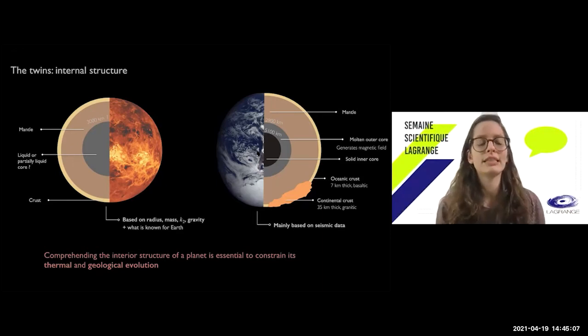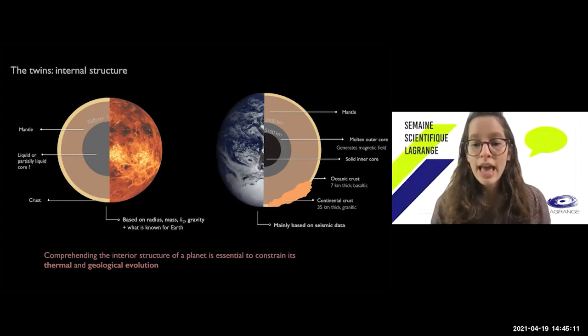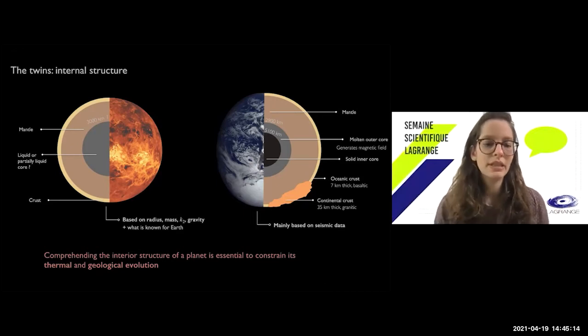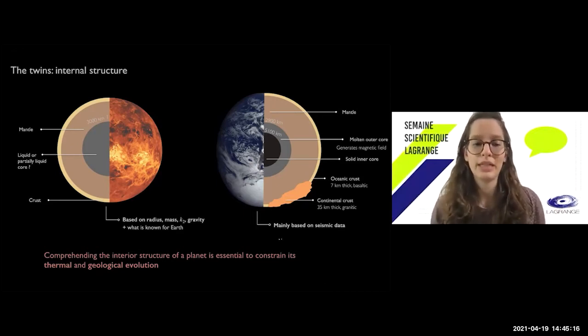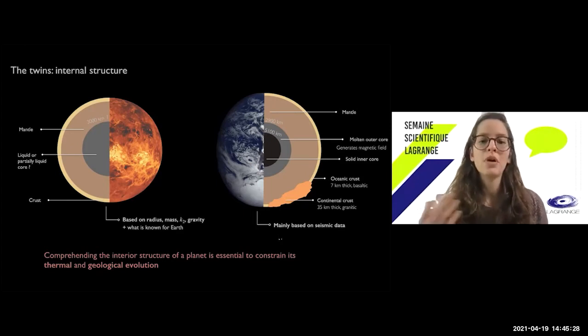We don't know the size exactly. And we know that it's not generating a magnetic field. And understanding the interior structure of the planet is not only important to understand the heat loss mechanisms and why there's no magnetic field and why there's no plate tectonics, but these are also very important constraints on thermal and geological evolution models that people are running to understand how the planet geologically evolved from its beginning until today.